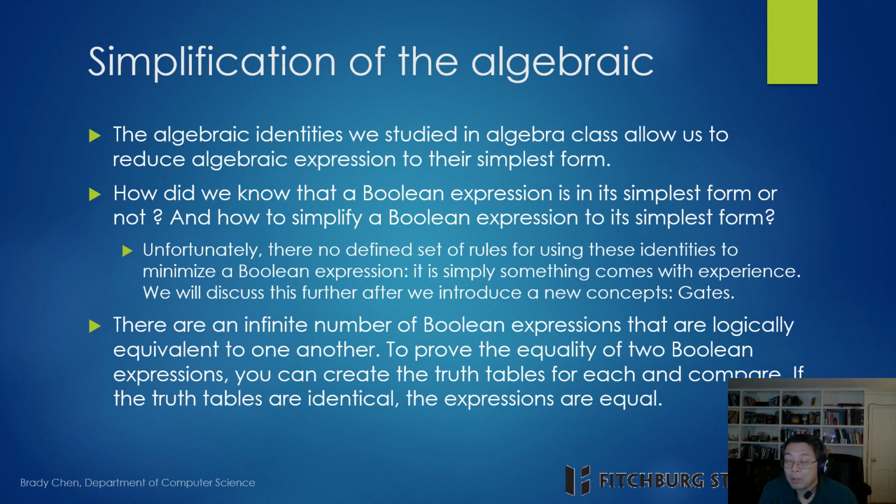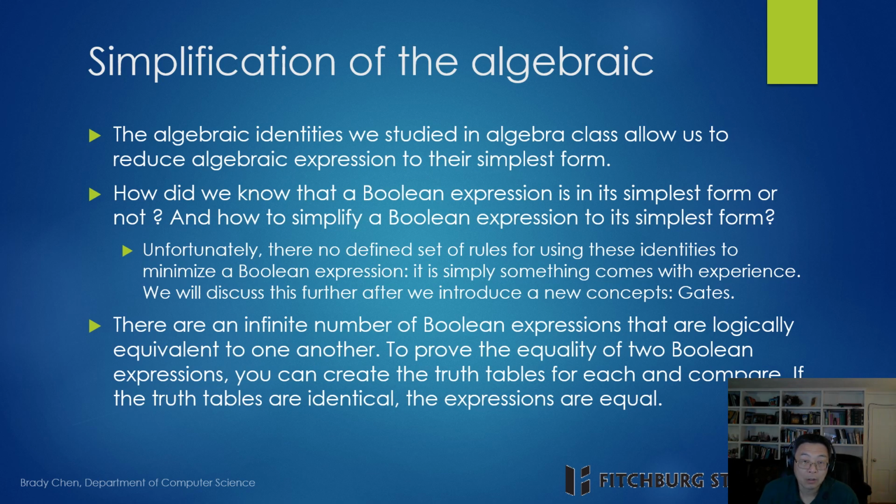Okay. So we will discuss this further after we introduce a new concept. It's called gates. A gate is a logic component that can perform some simple logical operation like an AND operation, OR operation, or a NOT operation. Now these gates are built with smaller components called transistors. Okay. Now the first thing we know is that there are an infinite number of Boolean expressions that are logically equivalent.